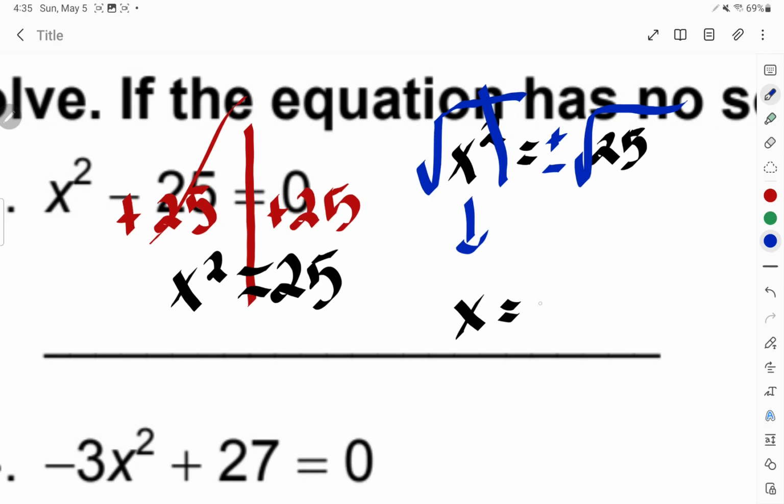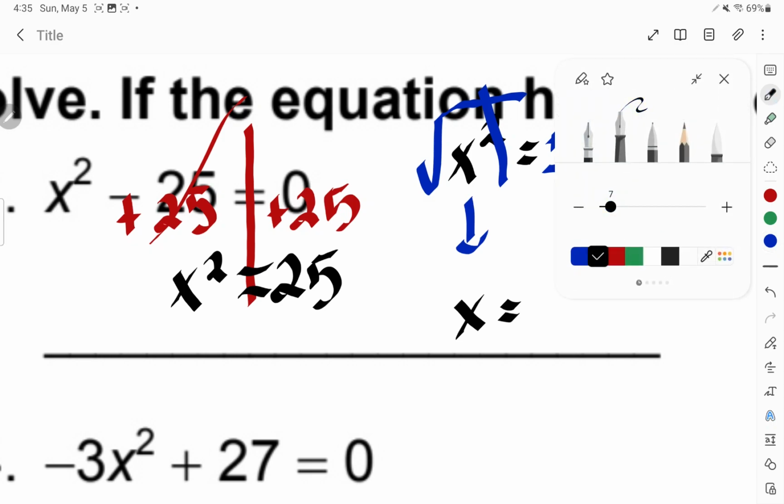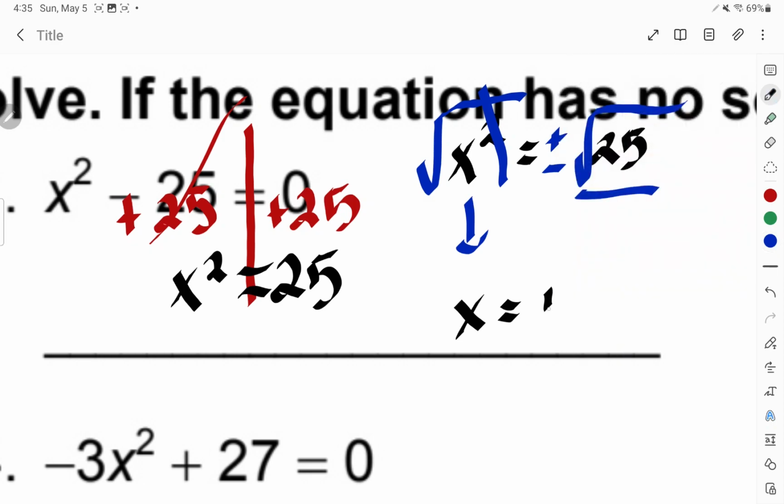Now, all I need to do is figure out what the square root of 25 is. The square root of 25, lucky for us, is 5. So my answer for this one is going to be plus and minus 5.